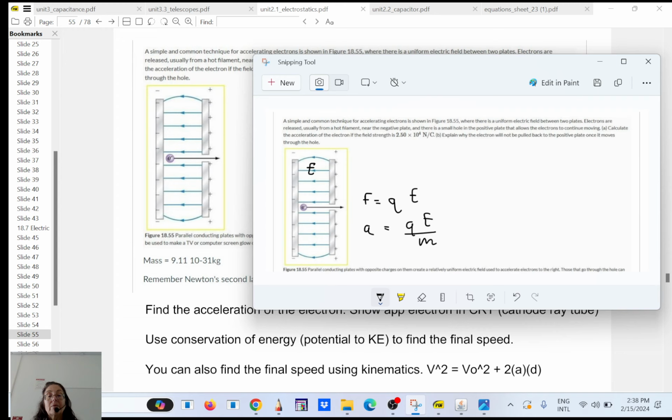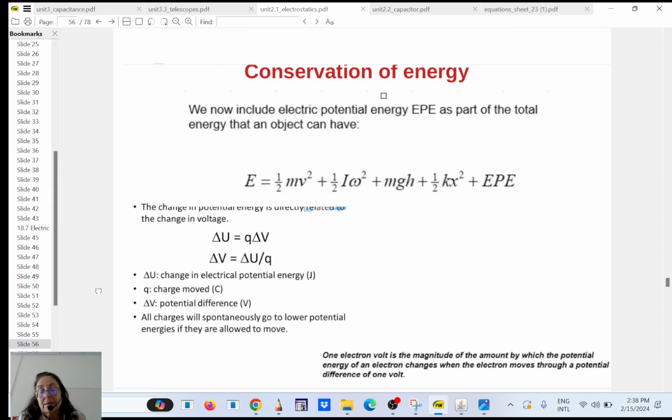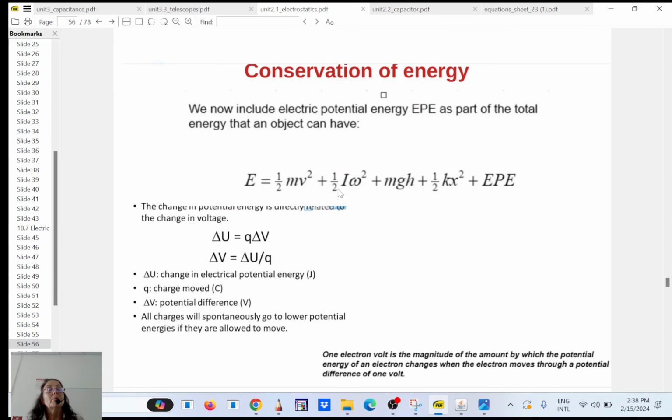You can even find the speed here. You can say v squared equals initial v squared plus 2 times acceleration times the distance. You can do that, right? If you want to use kinematics. Okay, talking about energy, remember from physics 1, you have kinetic energy, and that will be rotational kinetic energy, that will be gravitational potential energy, that will be elastic potential energy, and finally we have electric potential energy.